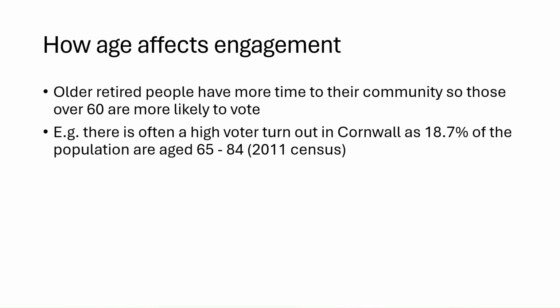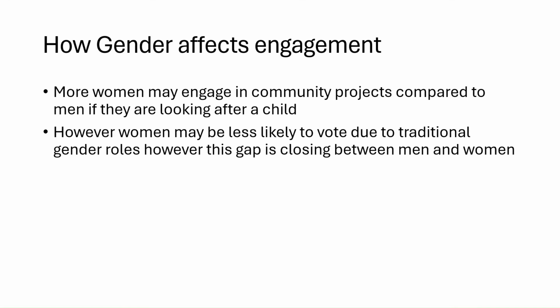And an example of this would be there's always a higher turnout compared to the rest of the UK in Cornwall, where 18.7% of the population are aged 65 to 84. This is the 2011 census, so it's a little bit outdated, but you get the gist of it. So if there's more old people in your region or your area, people are more likely to engage with the community.